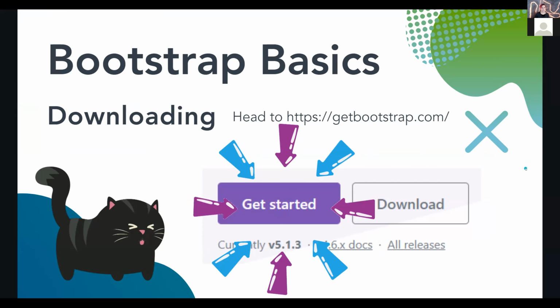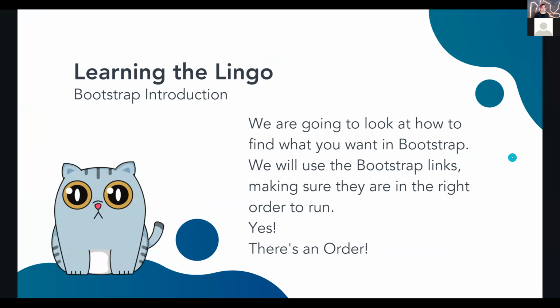So we'll hit that Get Started tab. I'll show you that in a minute. We're going to learn the lingo of Bootstrap. We're going to look at how to find what we want in Bootstrap. We're going to be using Bootstrap links, making sure that they're in the right order, because there is an order that they have to fall in for them to not be overridden and basically make your page look very junky.